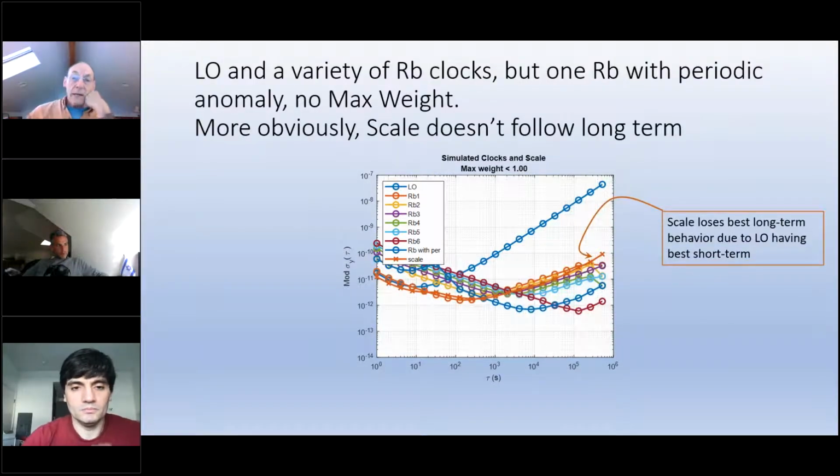So what if you had a variety of rubidium clocks? Here we've got the local oscillator, and there's a rubidium down here which is pretty close to the local oscillator, very good in the short term, not so good in the long term. And again, you want the scale to be underneath all these. You want the ensemble stability to be better at all averaging times than all of these. That is what happens if you've got similar clocks. That's what people have seen in national labs for a long time. It's a fantastic property. It doesn't work so well when you've got different clocks.